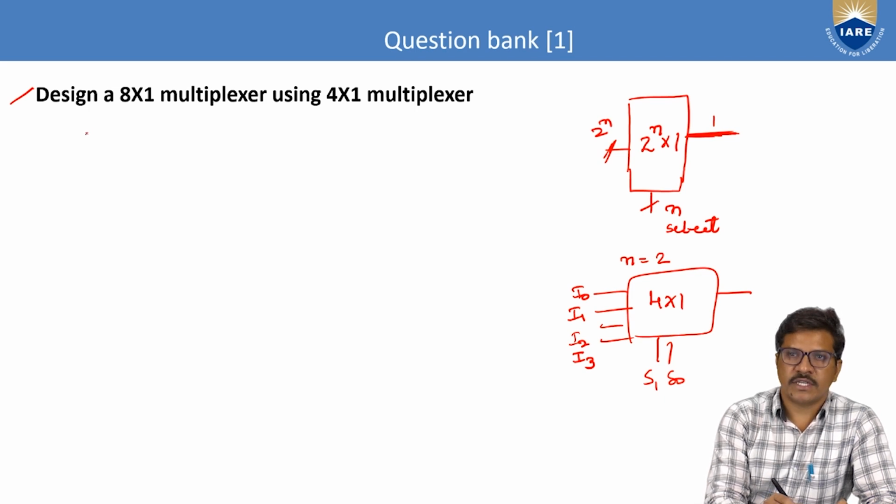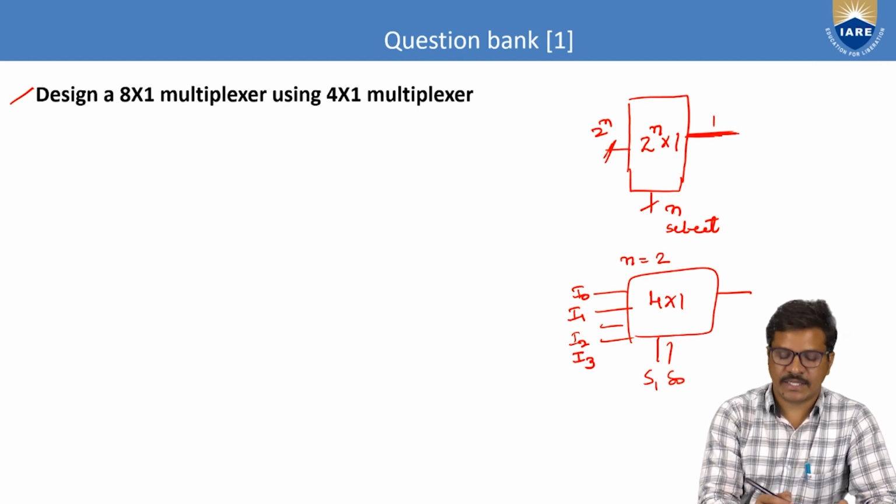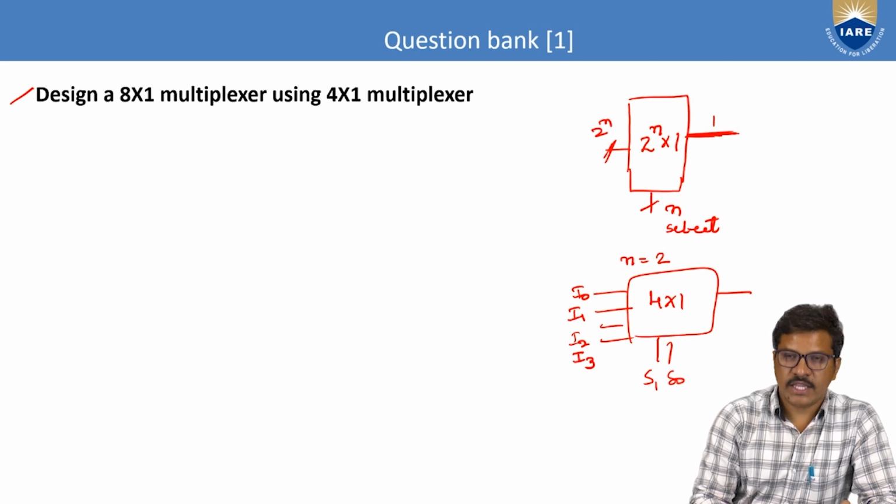When this type of question comes, you have a 4 by 1 multiplexer available, and you must design an 8 by 1 multiplexer. In this type of question you have to follow some conditions. First, how many 4 by 1 multiplexers are required to design an 8 by 1 multiplexer, and then how to draw it.